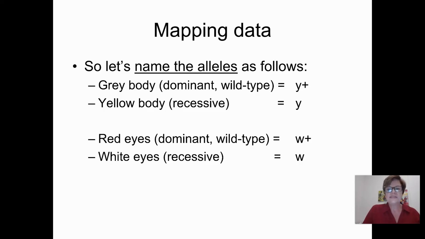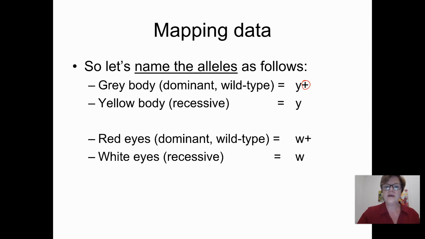So in flies, the nomenclature is typically done like this. Let's say you have, we're going to say body color. Let's say there's two alleles for body color, gray body and yellow body. And let's say gray body is the dominant and it's the wild type. So they typically put a plus for the dominant, for the wild type.